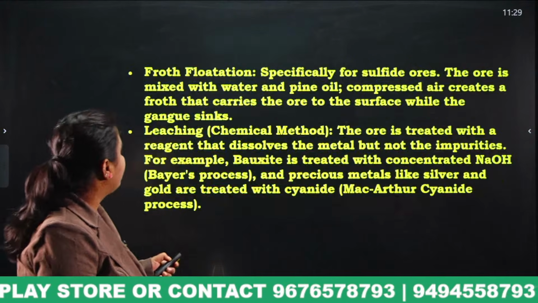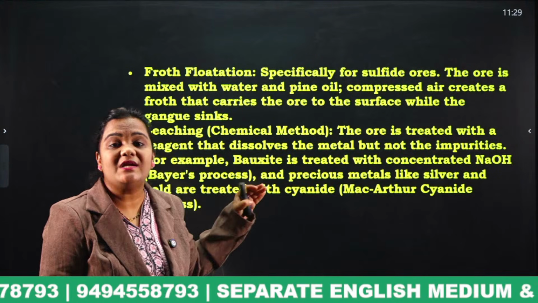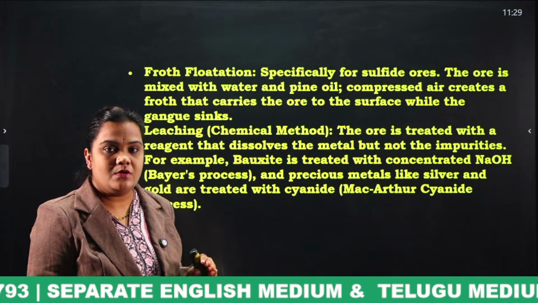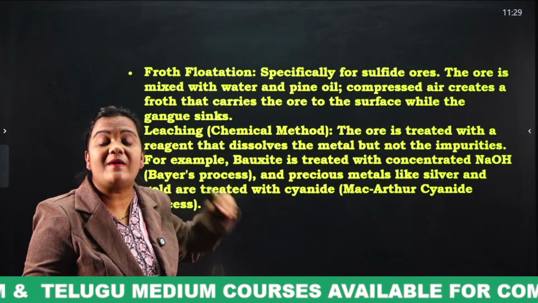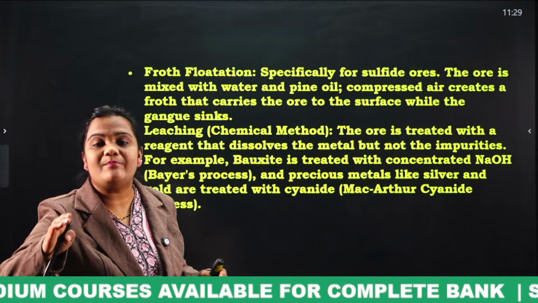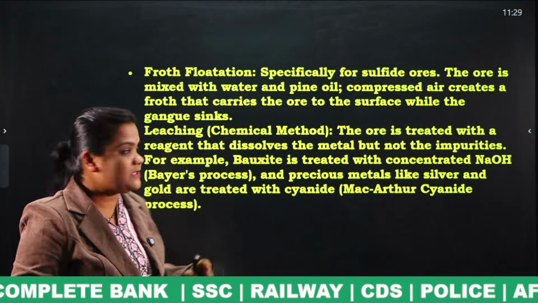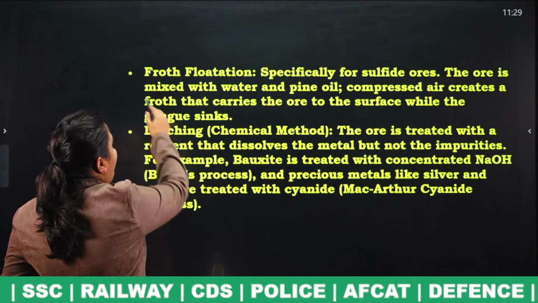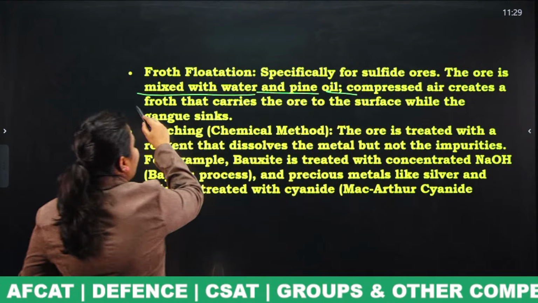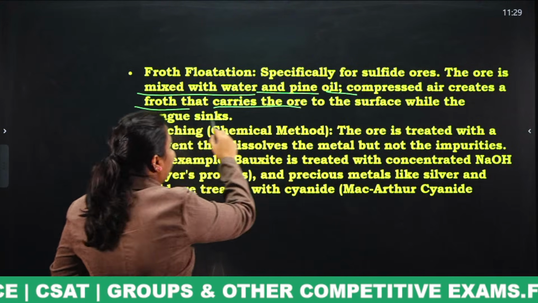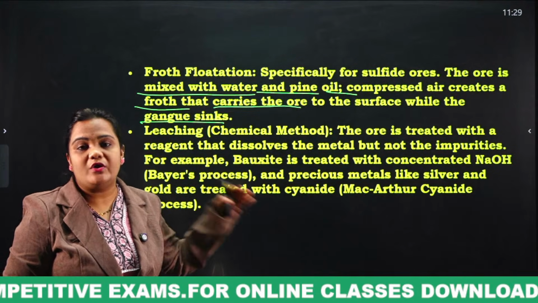Next thing, froth flotation. This method is especially used for sulfide ores. In order to separate the impurities from the sulfide ores, which method will we use, students? We will go for the froth flotation process. So what is this actually? The ore is mixed with water and pine oil. Compressed air creates a froth that carries the ore to the surface while the gangue sinks.